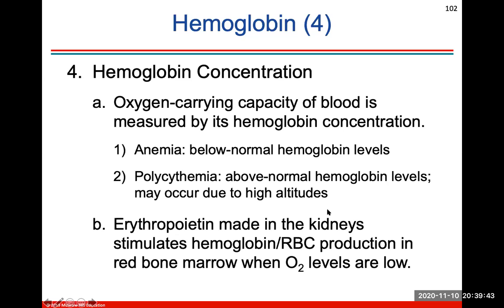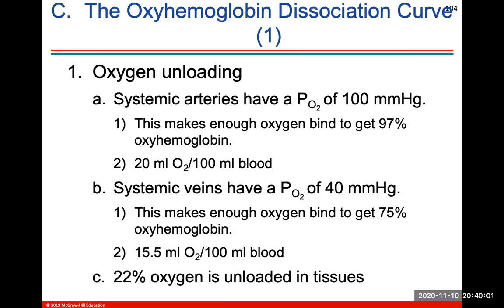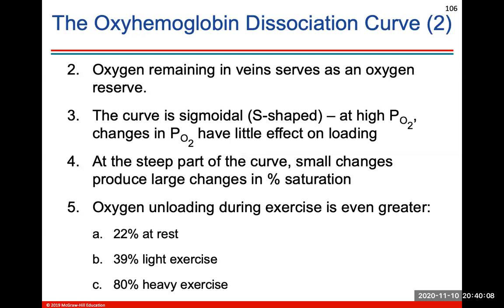Erythropoietin is made in your kidneys. It's a hormone that will stimulate hemoglobin and red blood cell production in the red bone marrow when oxygen levels are low. This gives you the loading and unloading of oxygen by hemoglobin, as it binds oxygen in the lungs and then drops off oxygen in the tissues. Oxygen is unloaded at the tissues, and it will transfer into the tissues passively because of the partial pressures of the two. Oxygen remaining in veins serves as an oxygen reserve.